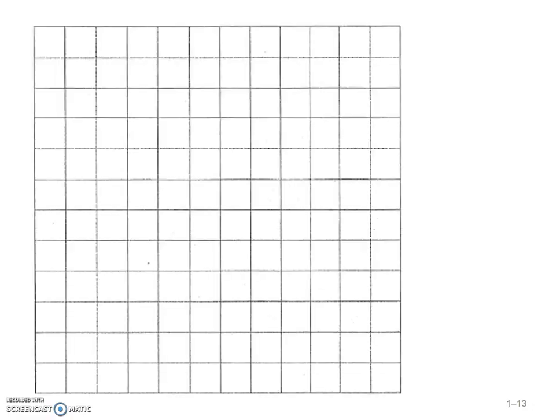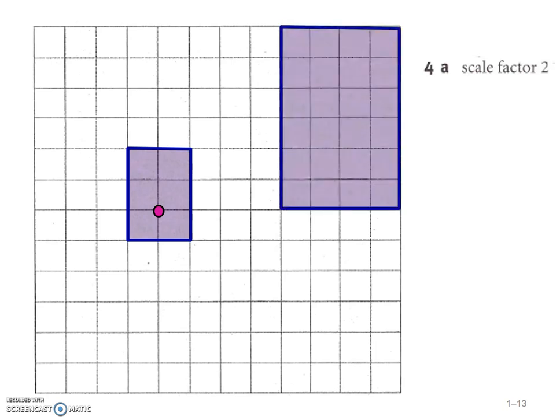Now, the next one. Now you can see that the center of the enlargement is inside the object. And it is given that the scale factor is 2. So we actually can expect that the image will be double. Here is the image, but I don't think it's the correct position again.